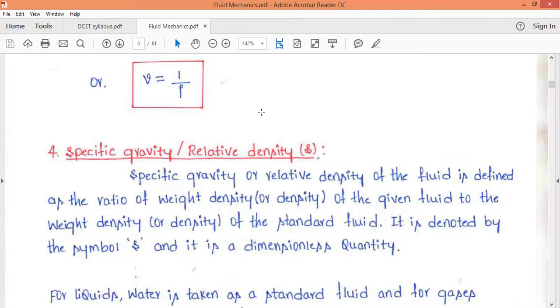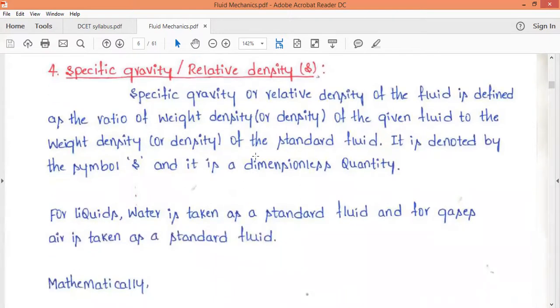Next property is specific gravity or the relative density. The specific gravity or relative density is defined as the ratio of mass density of the given fluid to the mass density of the standard fluid.